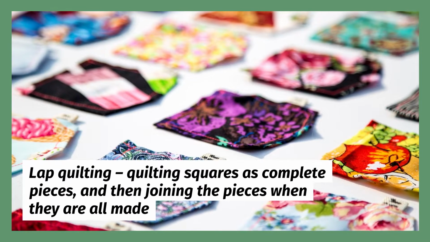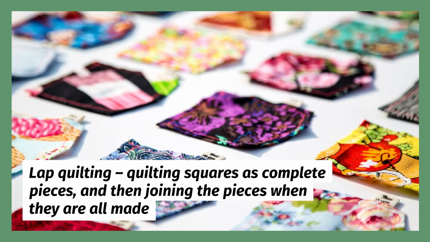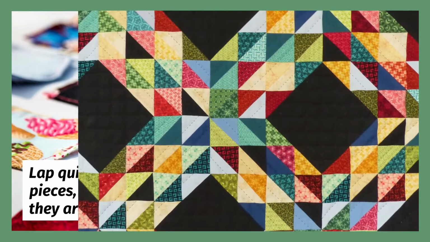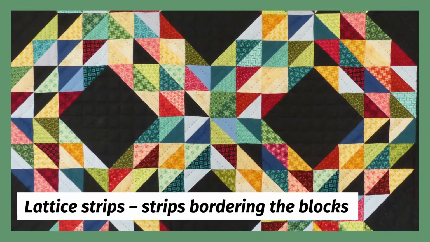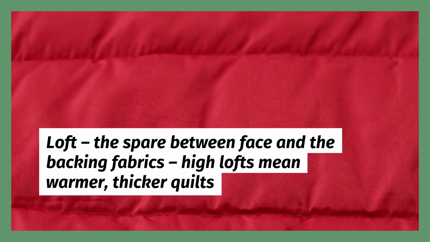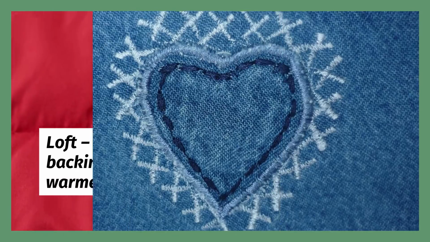Lap quilting, quilting squares as complete pieces, and then joining the pieces when they are all made. Lattice strips, strips bordering the blocks. Loft, the space between face and the backing fabrics. High lofts mean warmer, thicker quilts.